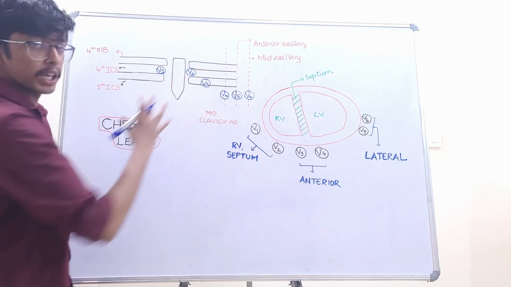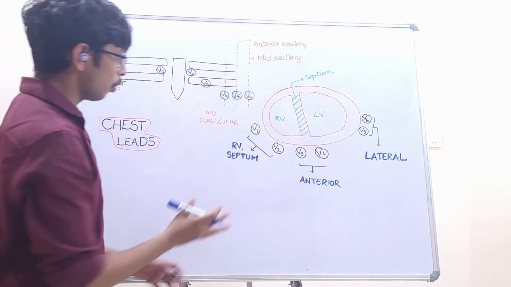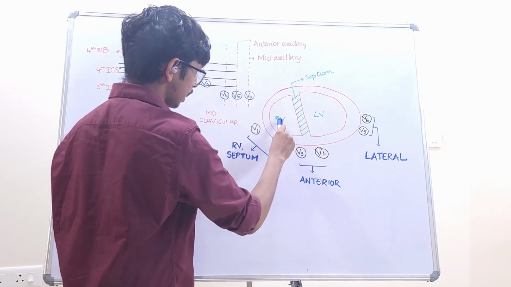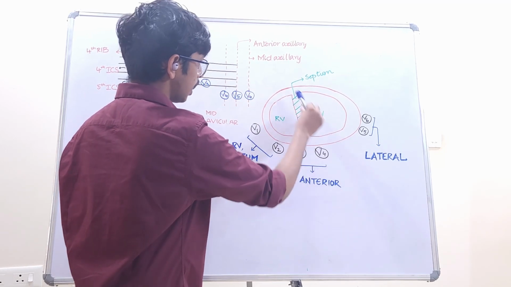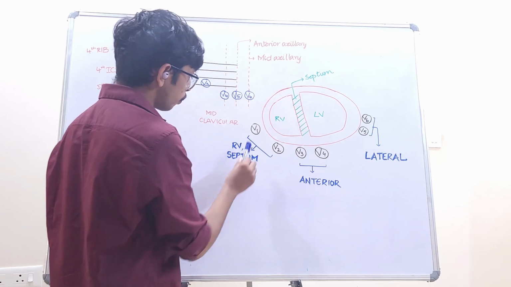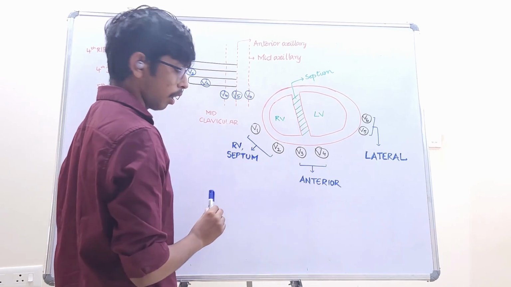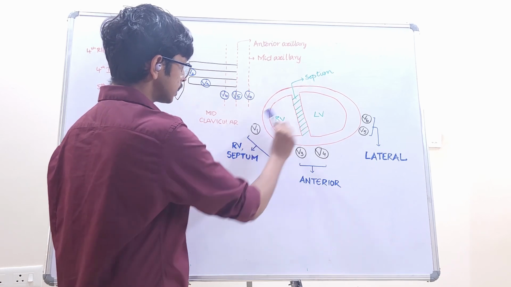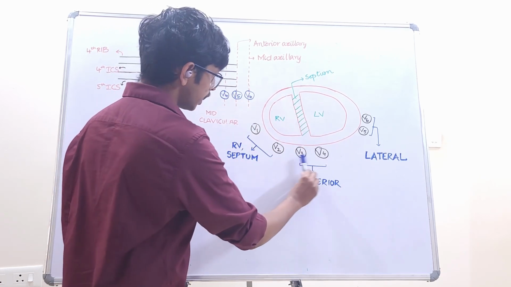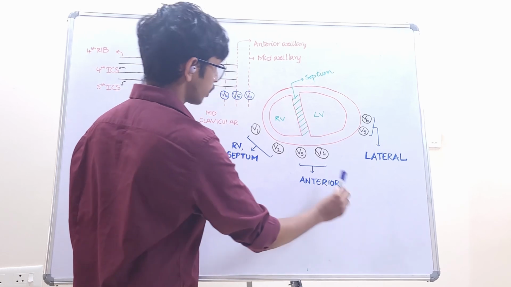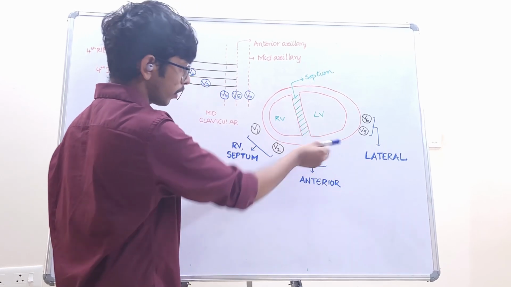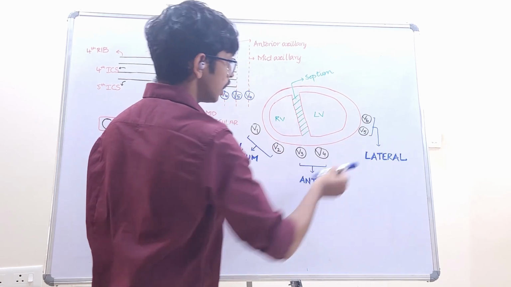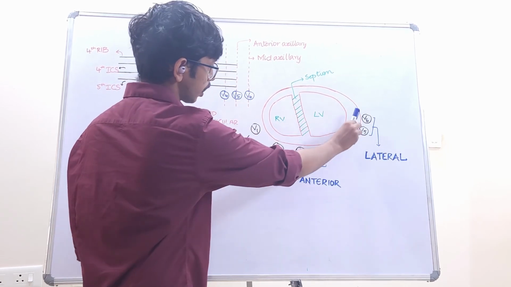Now that we have seen the placements of these chest leads, let's see how these chest leads look at the heart. This is the cross section of the heart. This is the right ventricle, this is the left ventricle, and this is the septum. V1 and V2 are also called right ventricular leads or septal leads because they see the septum the most. V3 and V4 are called anterior leads because they see the anterior wall of the left ventricle most. And V5 and V6 are called lateral leads because they see the lateral wall of the left ventricle most.